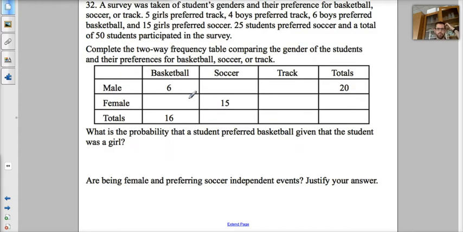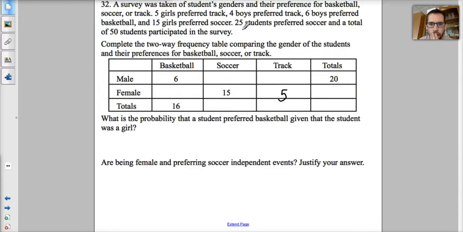All right, 32. A survey was taken of students' genders and their preference for basketball, soccer, or track. 5 girls preferred track, 4 boys preferred track, 6 boys preferred basketball, 15 girls preferred soccer, 25 students preferred soccer in total. Okay, so complete the two-way frequency table. So I have to fill in this table. Got it. So far I know that 6 boys preferred basketball. Let's see if I can fill anything else in. 5 girls preferred track, so 5 females preferred track. 4 boys preferred track. That means in total 9 students preferred track.